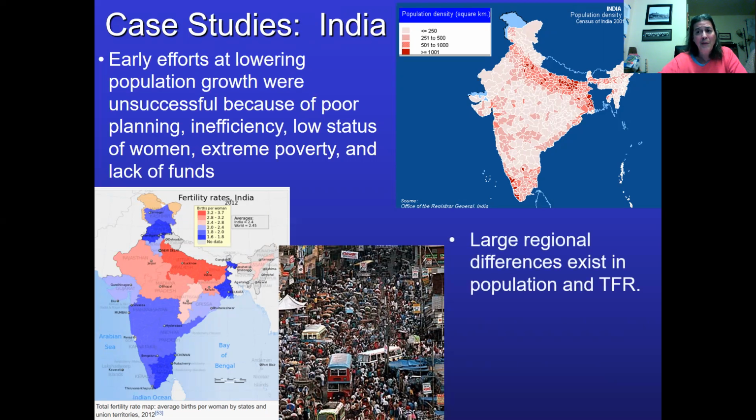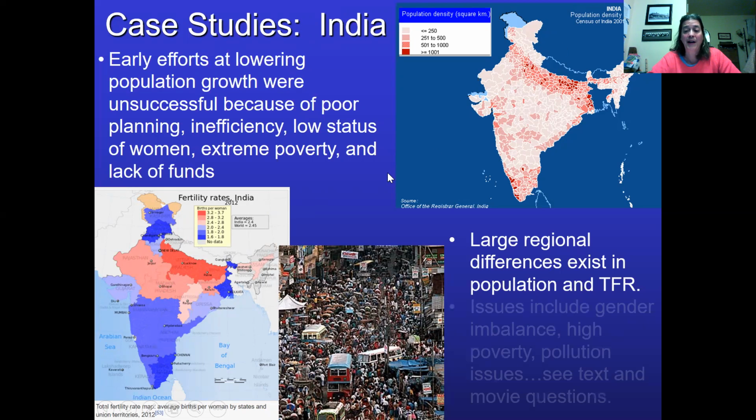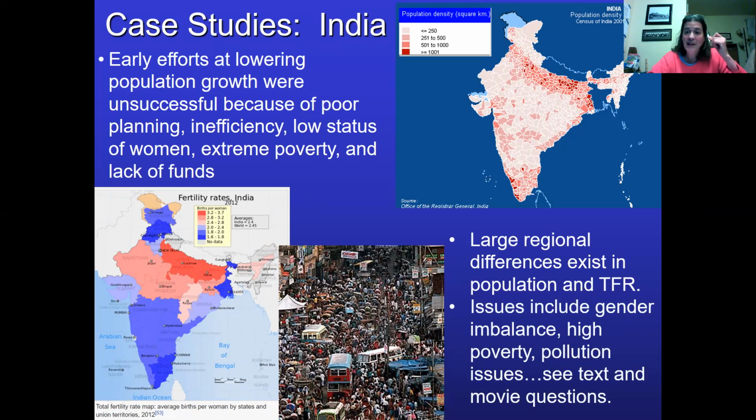The other thing to note, India is also rather complicated in that there are large regional differences. If you look at the fertility rates in this map down here, you will see that they are much lower in the south than in the north. And you can see that relates also to population density on this graph. Issues with India include a large gender imbalance because, again, boys are preferred for children in that country. And then again, high poverty can lead to high pollution.